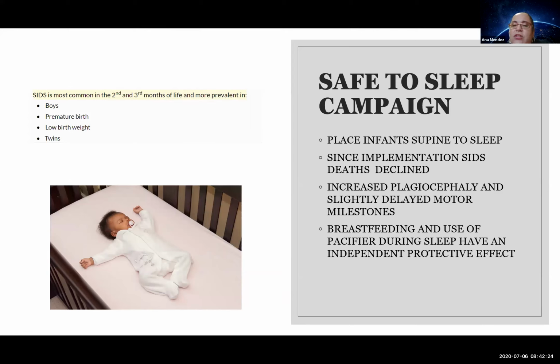Since the implementation of the Safe to Sleep campaign, deaths have declined, although it has had the effect of increased plagiocephaly or a flat back of the head, and slightly delayed motor milestones because it takes them longer to learn how to roll from front to back. But those are minimal things to do as long as we make parents aware of it, to avoid SIDS from happening. Breastfeeding and use of pacifier during sleep have an independent protective effect. And actually, the American Academy of Pediatrics approves using a pacifier during sleep as long as it doesn't interfere with breastfeeding.